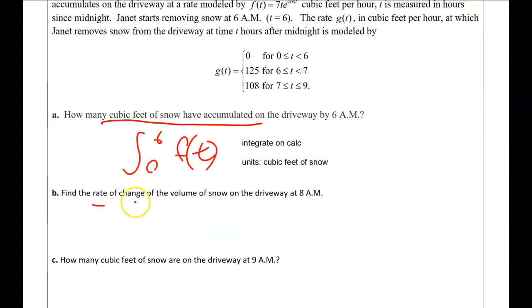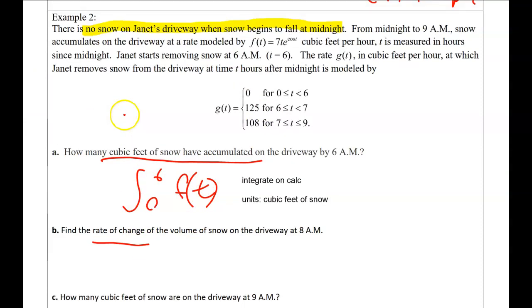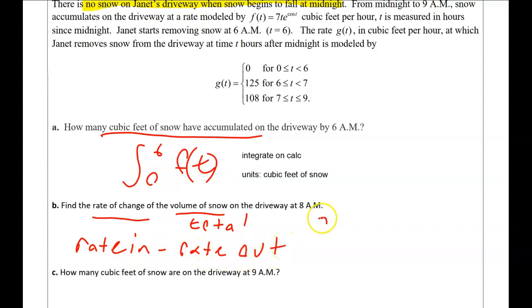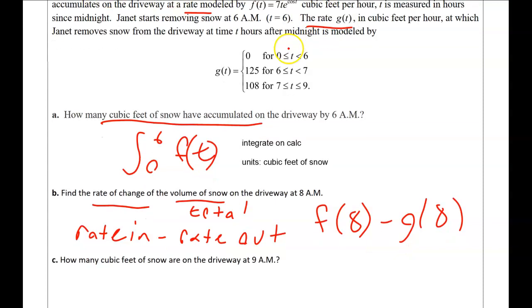Next, we're asked to find the rate of change of the volume of snow on the driveway at 8 a.m. So here, this is a little bit trickier because we have to figure out what it's asking for. The rate of change of the volume of snow. So the volume of snow is the total, right? So really what this is asking us for in this case is the rate in minus the rate out. So in this case, I would want f of 8 minus g of 8. Because notice we have a rate modeled by f and a rate modeled by g for both of those. So f of 8 minus g of 8.